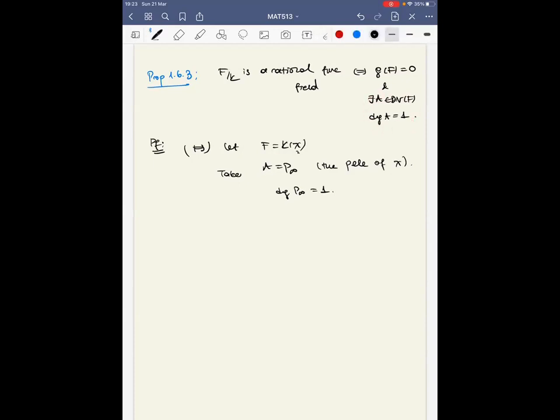And now we want to see that it has genus 0. And in order to see that, first let me consider the Riemann-Roch space L of m P infinity, with a positive integer m. And we also know that it contains m plus 1 linearly independent functions over k.